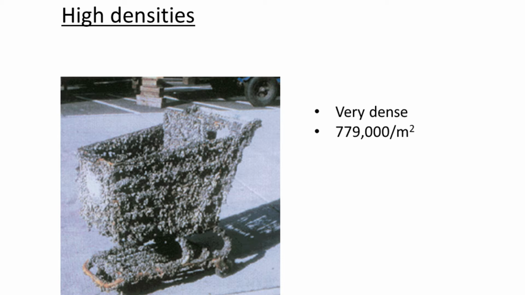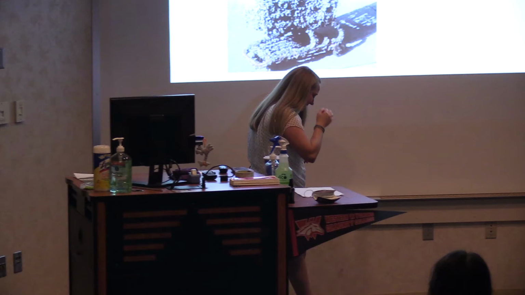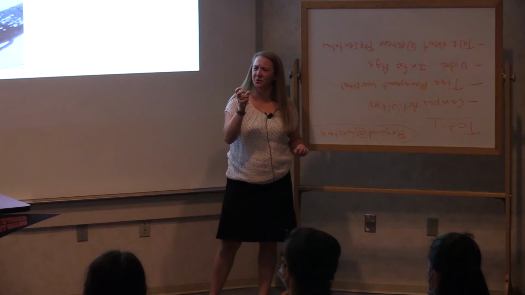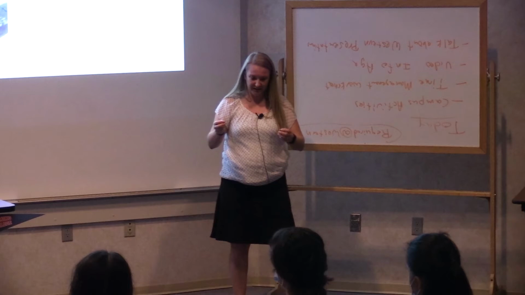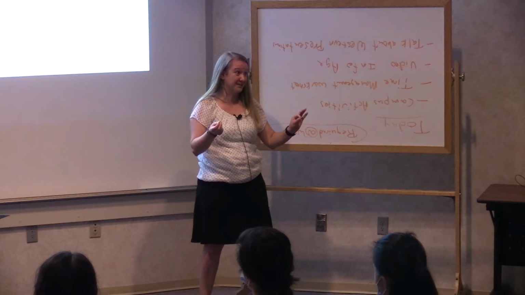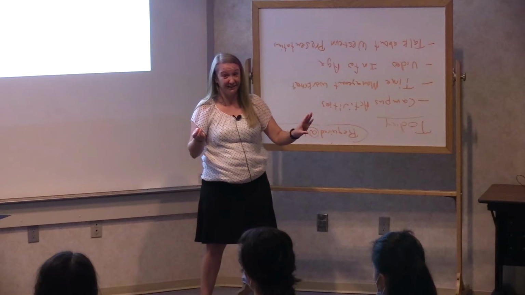They can be very, very dense. So this is a shopping cart that was pulled out of, I don't know what body of water it was pulled out of, but they form very, very dense mats. And something else cool about them, they have these little threads that have glue on them, and that's how they attach to these substrates, and that's how they attach to one another. And so literally, if you want to pull these things off, you're literally ripping those threads because the glue doesn't release. You unfortunately pull the inside of the zebra mussel out because that's how strong the glue is. The glue stays there. It's ridiculous.